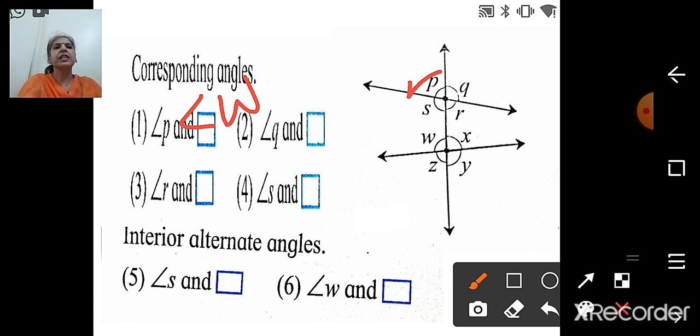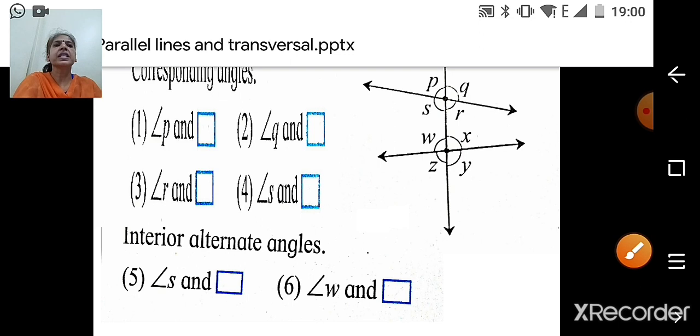Now the next one is angle Q. It is on the other side. We have to see the same side of the transversal, same direction. It is to the right of the transversal, right? So it is on the right side and in the same direction. This angle is also going upwards this way. So which angle is there? Angle X. With angle Q you have angle X, right?